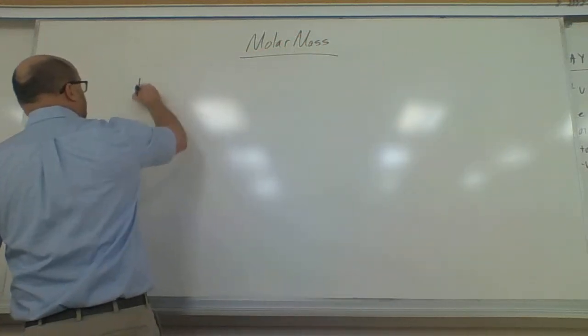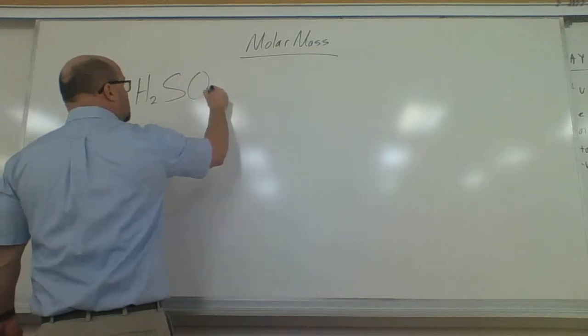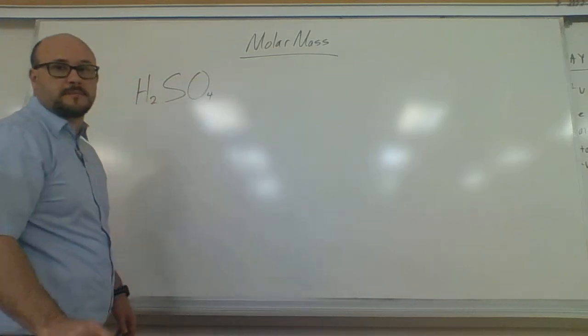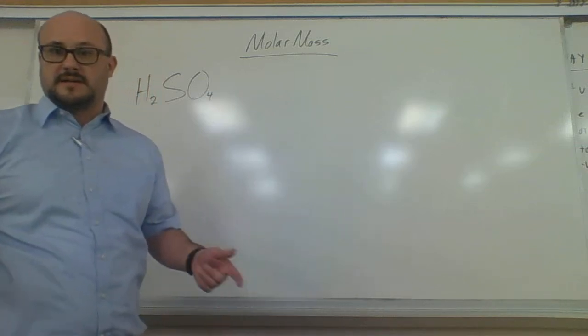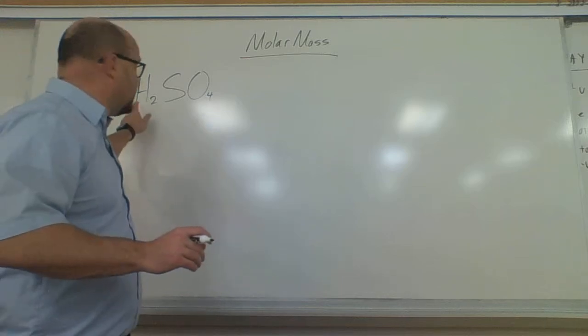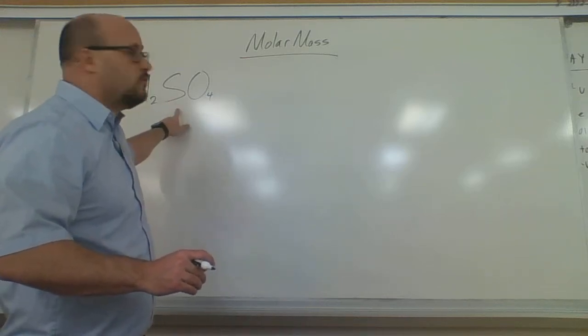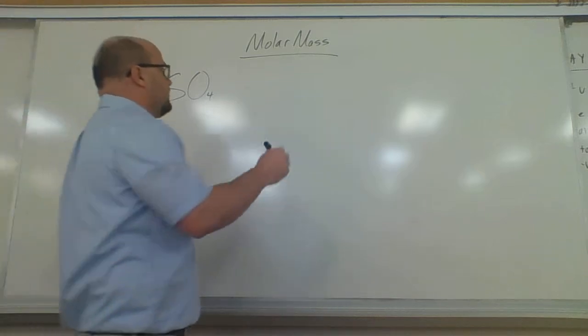It's simply H2SO4. Now, the first thing we have to do when we find molar mass is to look at how many atoms of each element we have. In this case, we have 2 hydrogen, 1 sulfur, and 4 oxygen. So let's start with hydrogen.